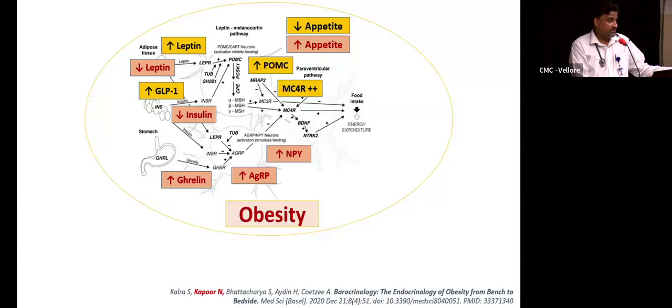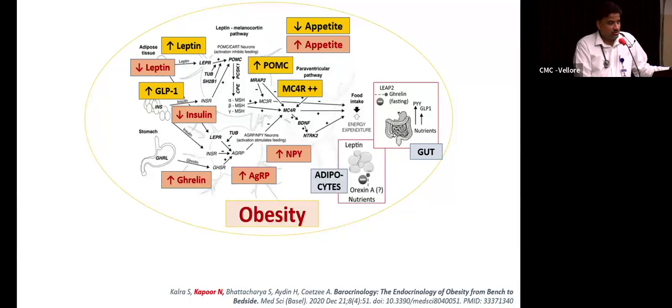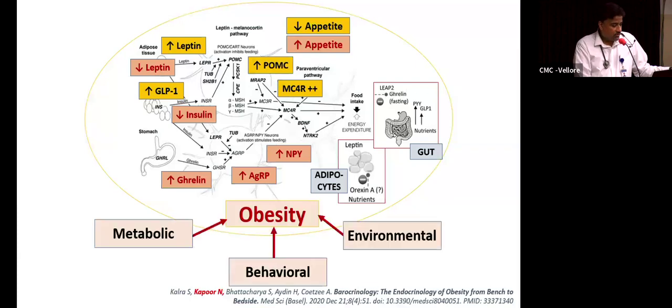Like for diabetes, we would say that the insulin is not working. That's why the glucose is high. And it's not just because somebody is eating more sweets that diabetes is happening. Along with this, yes, there are modifiers from the gut. Gut hormones play a role, adipocytokines play a role. And to top it all, the metabolic, behavioral, and environmental factors also play a role. And this is, in short, a very comprehensive understanding of how we understand obesity as of today.